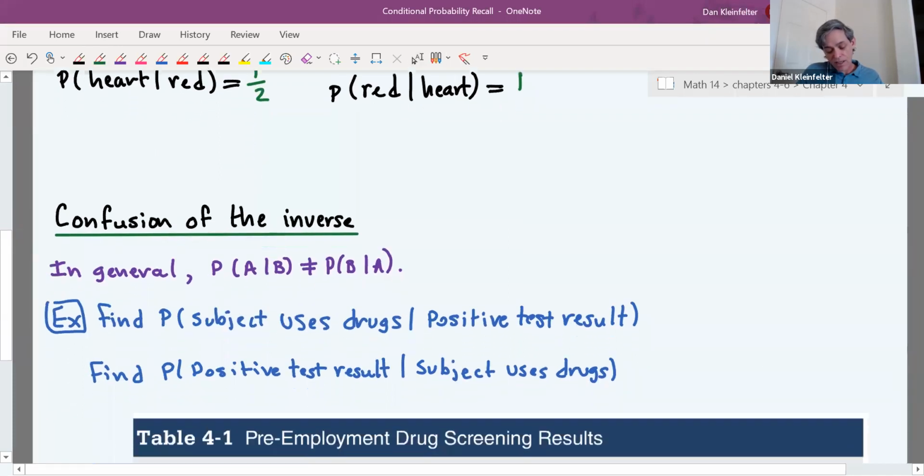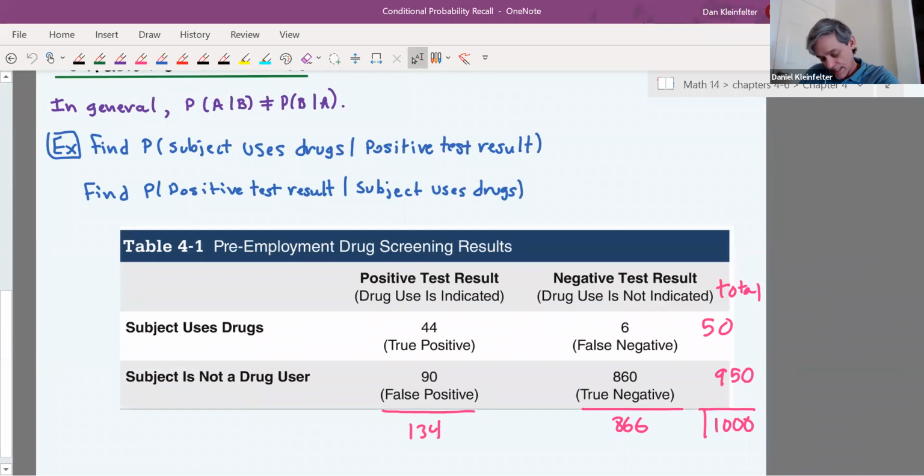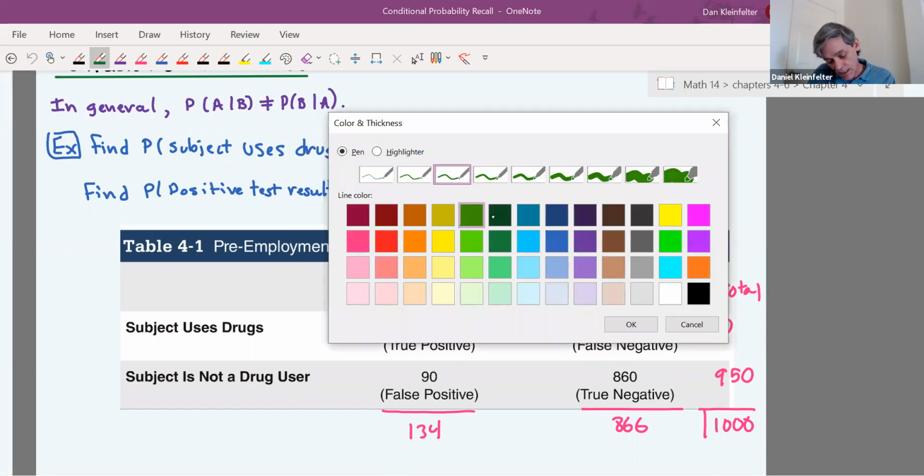So to illustrate that, we're going to go back to our drug testing example that we had before. We had seen this table earlier in chapter 4. There are 4 possibilities here. We have columns for positive test results and negative test results, and rows for whether or not the test taker actually does or does not use drugs. And so we've seen all of this data before. So we're going to find, first of all, the probability that a subject uses drugs, given that they have a positive test result, and then the probability that they have a positive test result, given that they use drugs. So we want to figure out those 2 probabilities. So let's do that.